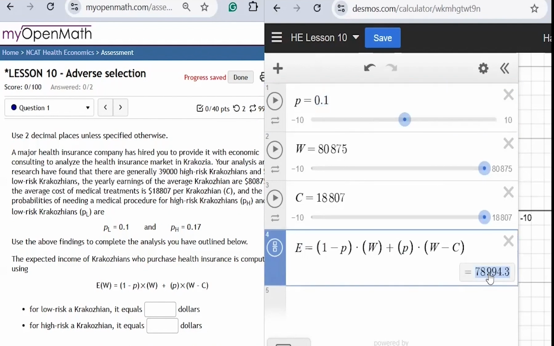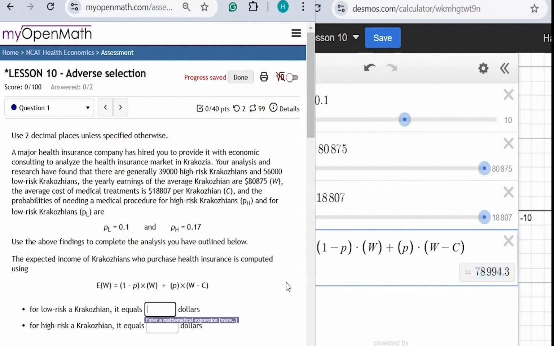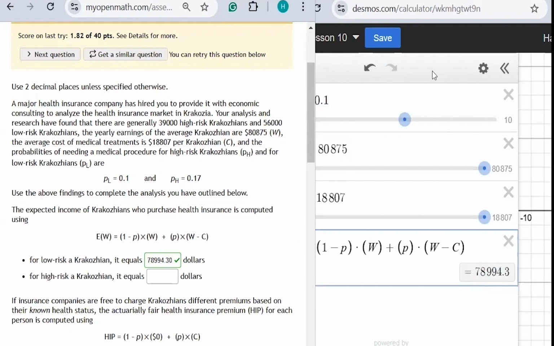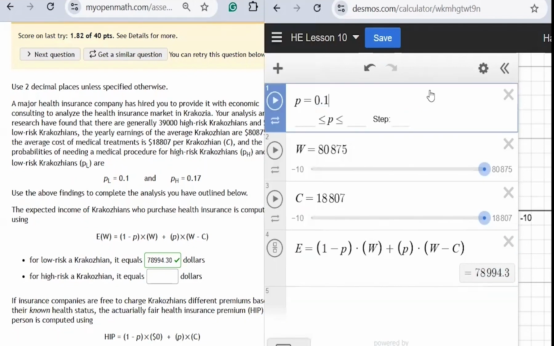Double click on the number. I'm going to press Control C for copy. Then over here, I'm going to press Control V for paste. I'll check my answer. It looks like I got it right. Now to calculate the other one, all I have to do is change the probability of needing the medical procedure from 10 for low risk Caucasians to 17 for high risk Caucasians.